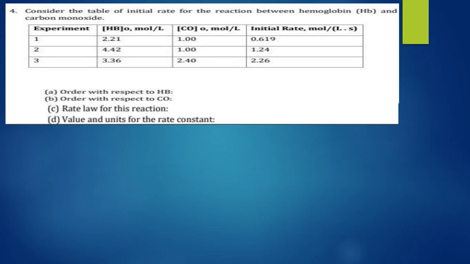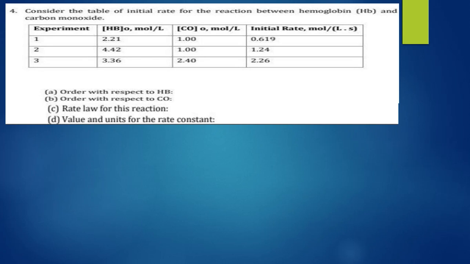As you can see, we have 3 experiments here. In these 3 experiments, the concentrations for hemoglobin and carbon monoxide have been given like this. And in these same 3 experiments, the initial rate was determined for all the 3 experiments. Then the question is saying, A is asking for the order with respect to hemoglobin. So here on A, we are asked to determine the order with respect to hemoglobin.